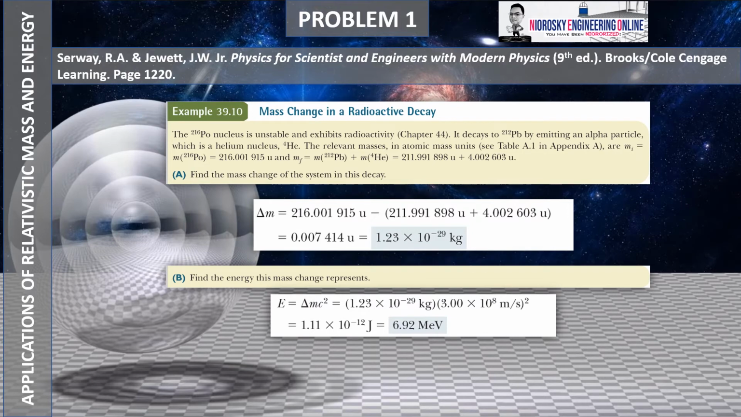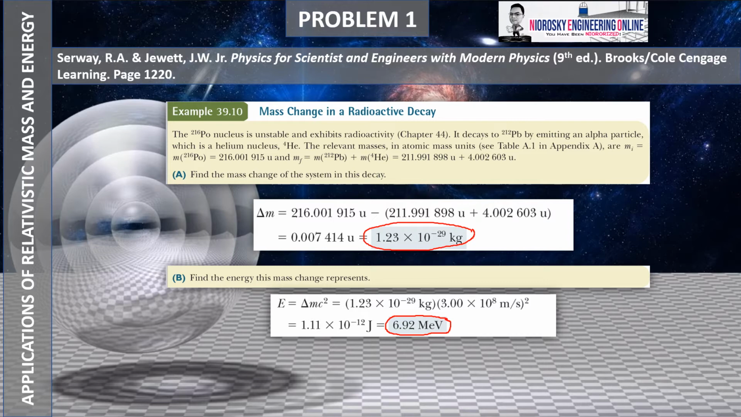So as a summary, the mass of decay is about 1.23 times 10 to the negative 29 kilogram, and the energy under this decay condition is 6.92 mega electron volt. Usually, the energy under this condition of rest is most likely expressed as electron volt or mega electron volt, to depict that this is under relativistic condition, relativistic energy and mass. So that's the answer. Those are the answers for the first problem of this presentation.